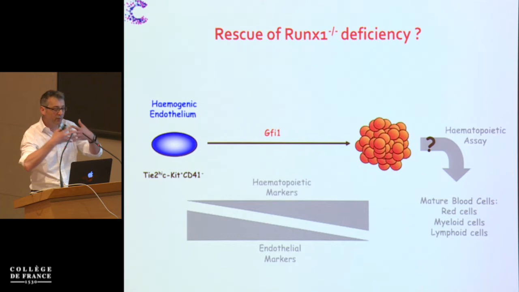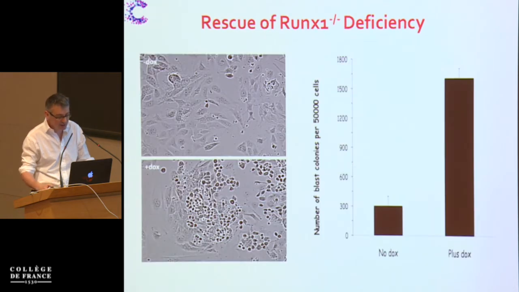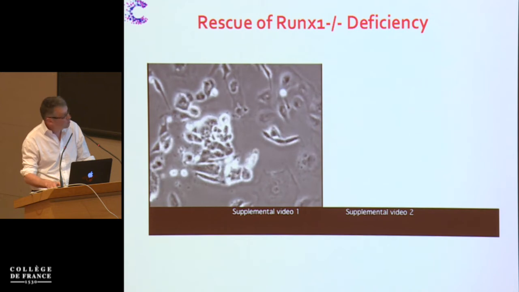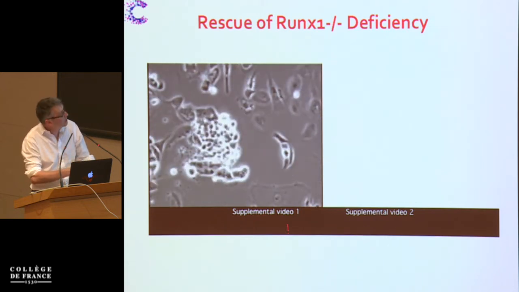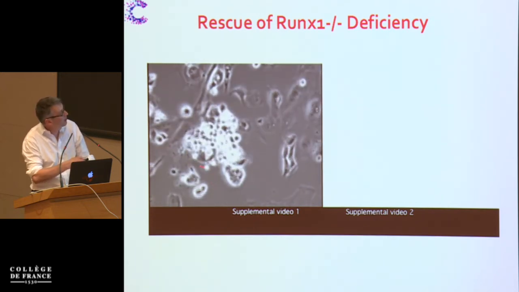So the cells change from adherent cells to loose round cells. Do we get upregulation of hematopoietic markers and downregulation of endothelial markers? And if we get these round cells, are they committed blood cells? Indeed, when we re-express GFI1 or GFI1b, we have this change in morphology. We can see that we have many more of these colonies. We can show this also by time-lapse imaging. So this is when we express GFI1.